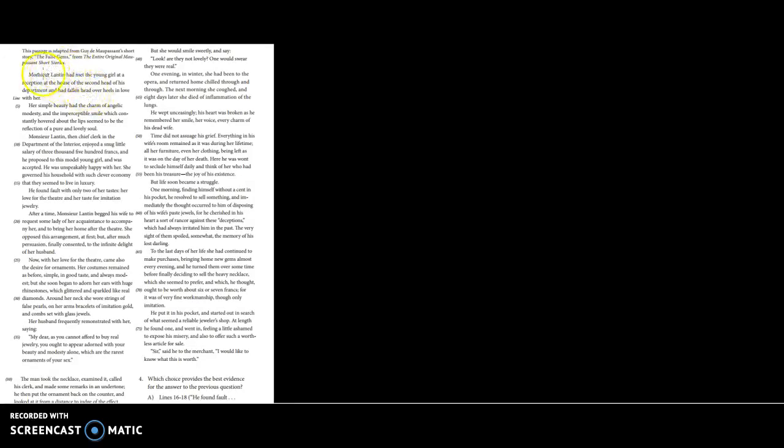It looks like what we're introduced to here is this character, Monsieur Lantine, and a young girl. Remember we were thinking about plot and characters. So the plot seems to be these people meet. I'm going to put L for Lantine and G for girl. L meets G. That's what's going on here.